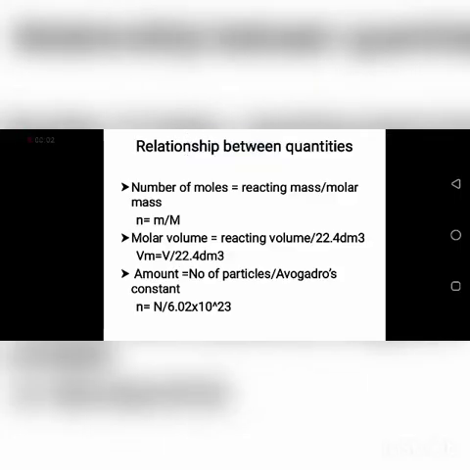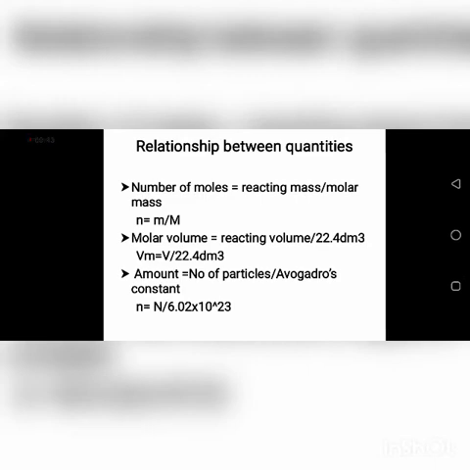So let us now look at the relationship between quantities. I want you to recall that the formula to calculate number of moles, what is known as amount, is equal to reacting mass over molar mass. Symbolically, n, which is number of moles, is equal to mass over molar mass. Second one is molar volume. Molar volume is equal to reacting volume over 22.4 dm³. And Vn is equal to V over 22.4 dm³.